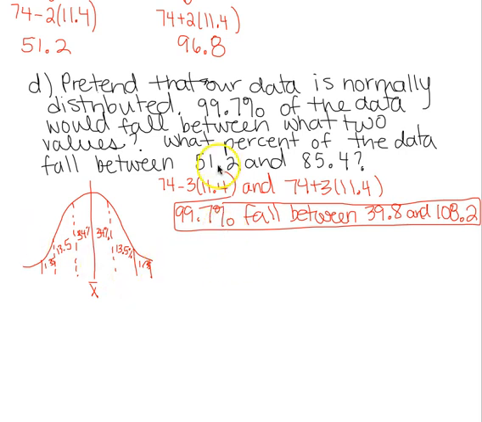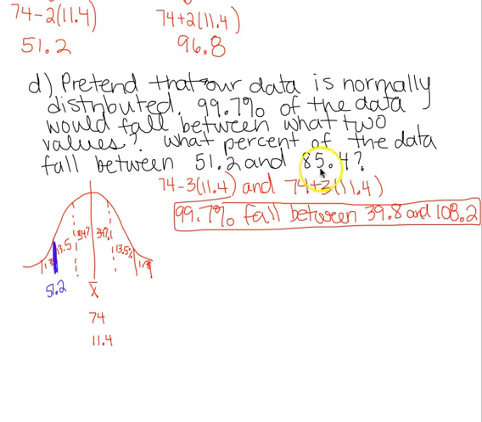So between 51.2 and 85.4, the first thing we need to do is figure out how many standard deviations each of these numbers is from the mean. So if my mean is 74 and my standard deviation is 11.4, I should know from the previous problem that the 51.2 is, and I'll use a different color, is this guy right here. It's 2 standard deviations below the mean. So 51.2 is right here.